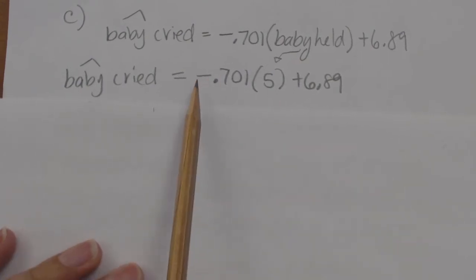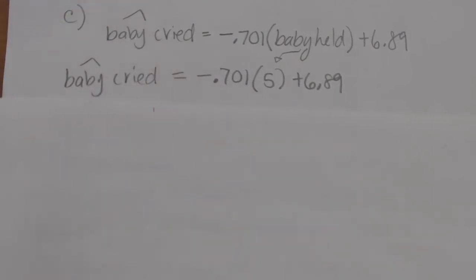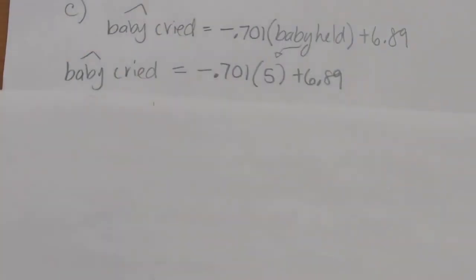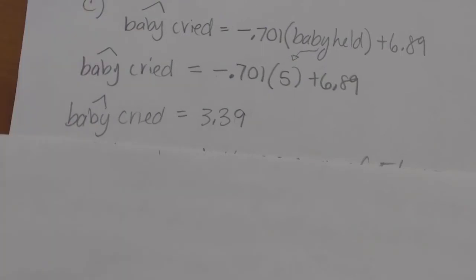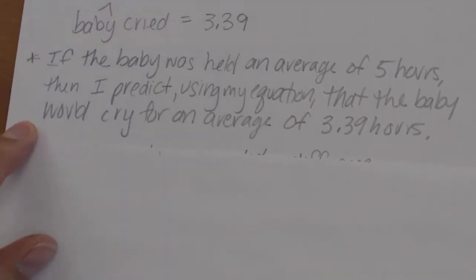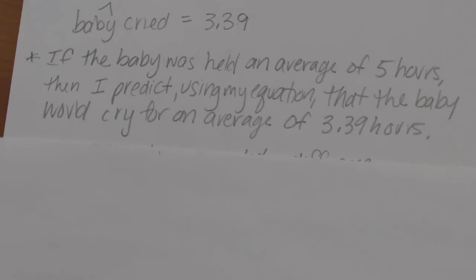And in my calculator, I'm just going to do negative 0.701 times 5 plus 6.89. Negative 0.701 times 5 plus 6.89. And I'm going to get 3.385. 3 significant figures is going to be 3.39. So let's see how I wrote that out. I rewrote it out as predicted baby cried is 3.39. If the baby was held on average of 5 hours, then I predict, using my equation, that the baby would cry for an average of 3.39 hours.